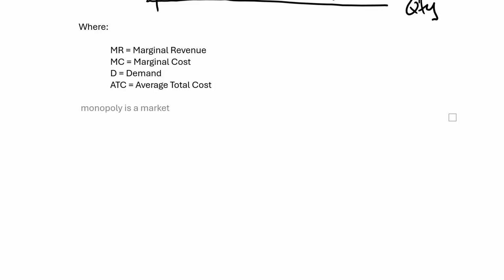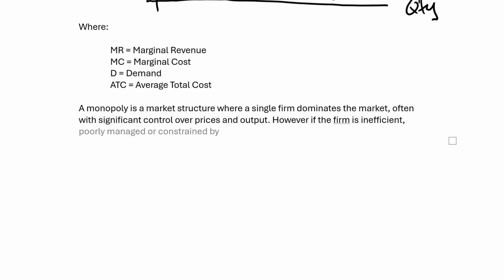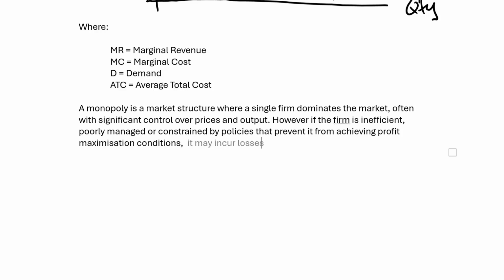A monopoly is a market structure where a single firm dominates the market, often with significant control over prices and output. However, if the firm is inefficient, poorly managed, or constrained by policies that prevent it from achieving profit maximization conditions, it may incur losses despite being the sole provider.